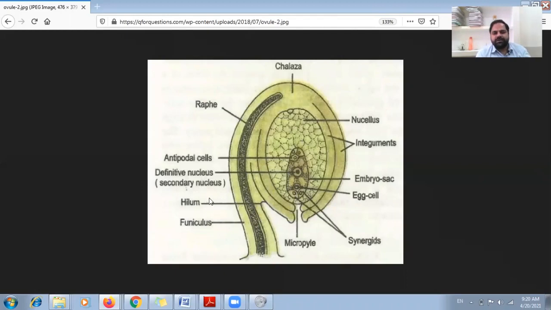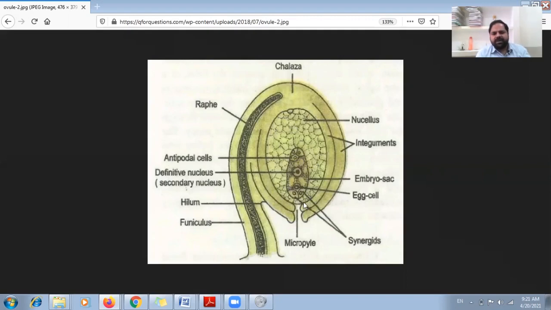So we can see the hilum structure also, and the main body is having the egg cell. So the egg cell we can see here. This one is the egg cell, and the neighboring cells of the egg cell are called synergids. So we can see here two synergids are there, and moreover in the middle there are secondary nucleus or polar nuclei, and towards the chalazal end there are three cells. These three cells are called antipodal cells.